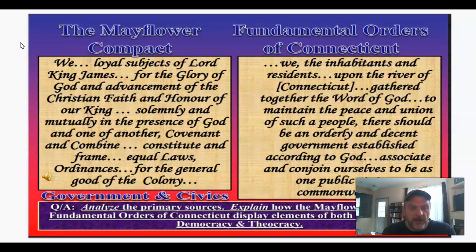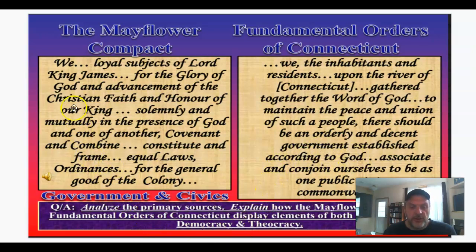Looking at the Mayflower Compact, the phrase, the glory of God and advancement of Christian faith, solemnly and mutually in the presence of God, right? The word covenant is used. Same with the Fundamental Orders of Connecticut. That was a very important document as well. Gathered together, the word of God, established according to God, right?